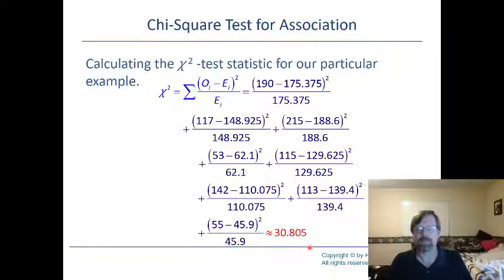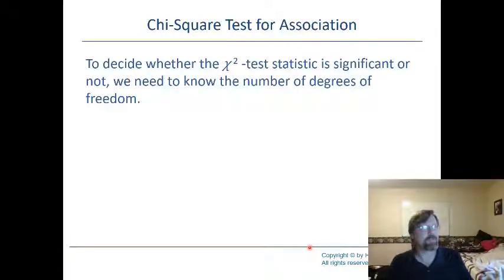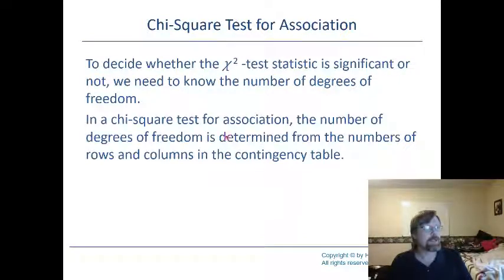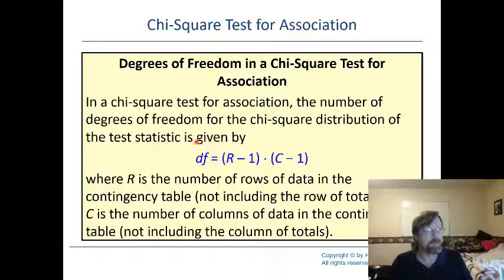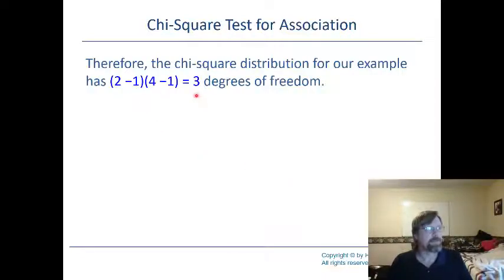We need to know the degrees of freedom so we can find the critical chi-squared value to compare against. With association, this is determined by the number of rows and columns in the contingency table. We do this with rows minus 1 times columns minus 1. In this case, 2 rows minus 1 would be 1, times 4 columns minus 1 would be 3. So we have 3 degrees of freedom.